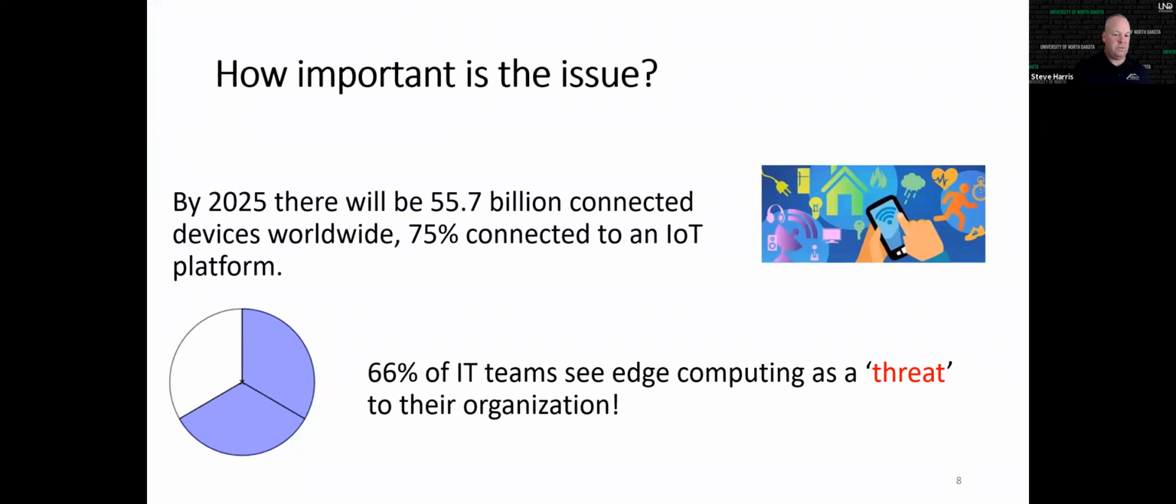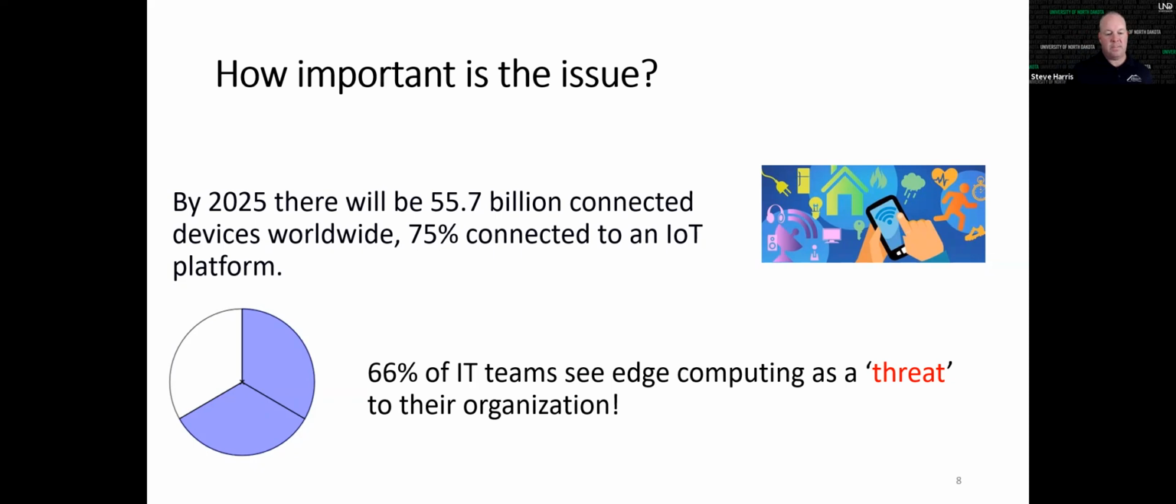So how important is the issue? Here's a few stats that we pulled together. IDC predicts that by 2025, there will be 55.7 billion connected devices worldwide. 75% of these devices will be Internet of Things, and Internet of Things is a majority of devices in edge compute. And another statistic, 2/3, or 66%, of IT teams see edge computing as a threat to their organization. So there are some real issues with edge computing.